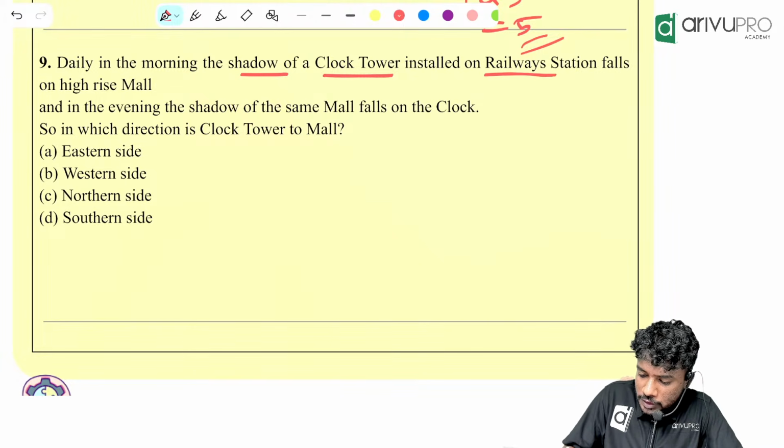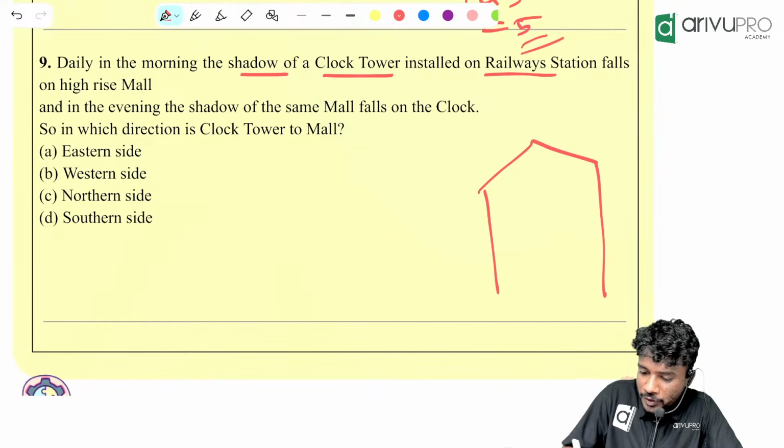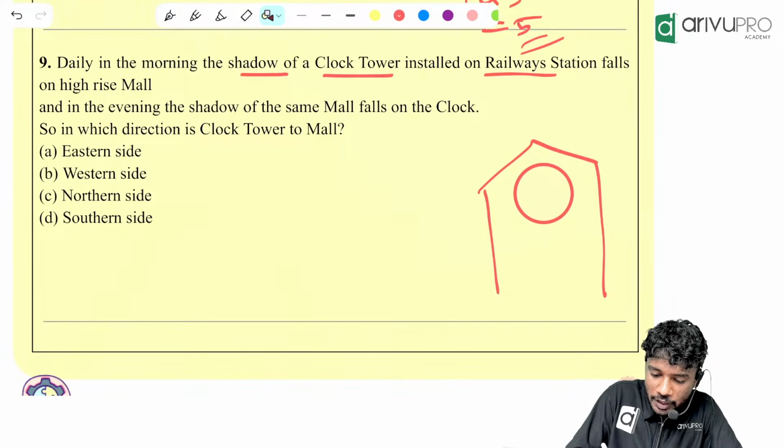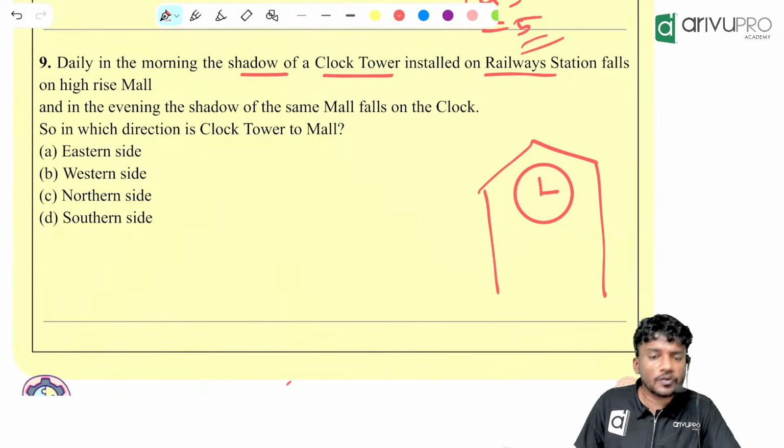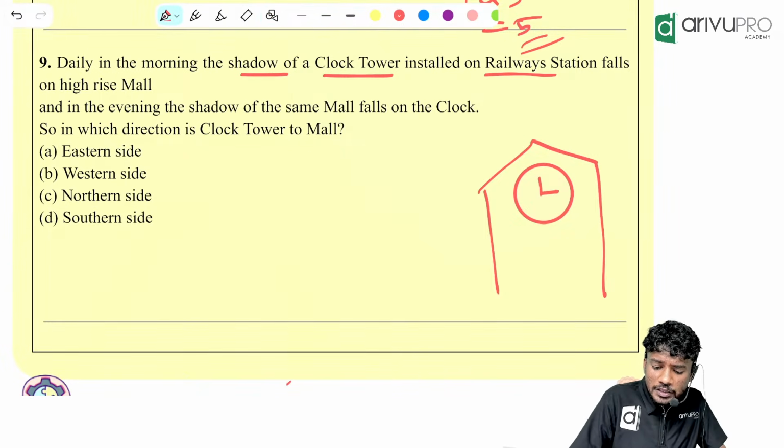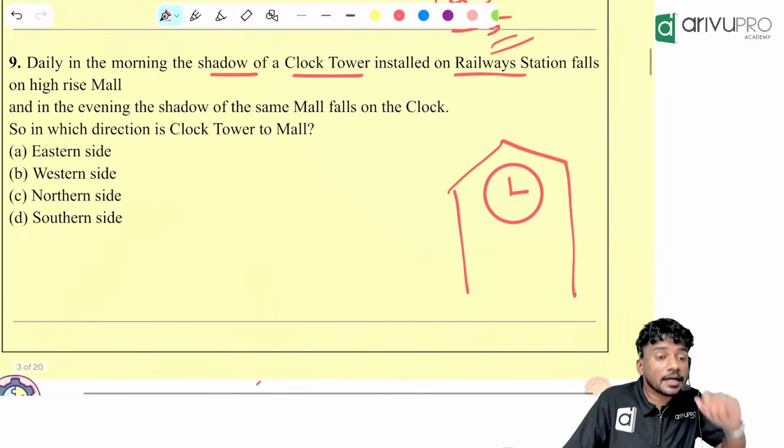Okay, so a clock tower is there. I'll create a clock tower. Okay, one clock tower is over here. In the morning, what is happening to the clock tower? The shadow of the clock tower is falling on the high rise mall.